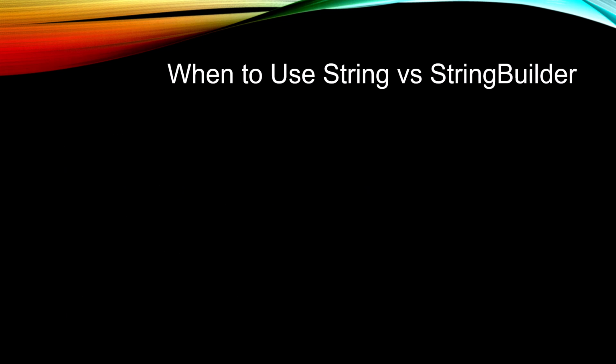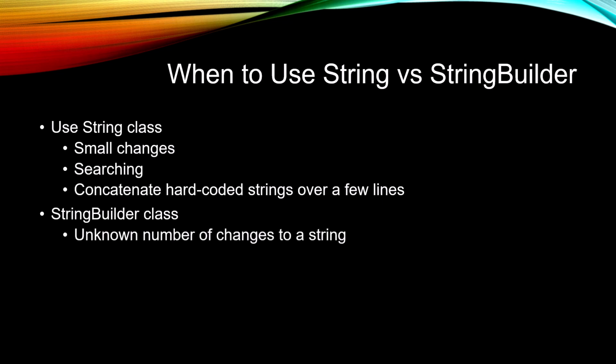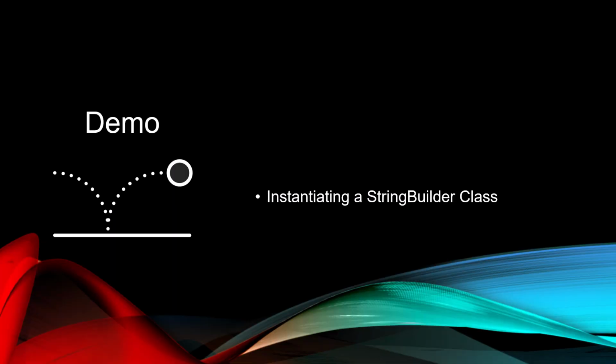So when do we use string versus StringBuilder? Well, we use the string class when we have very small changes that are going to be made, when we want to do some searching, or when we want to concatenate hard-coded strings over a few lines. The reason is that the compiler will generally take those hard-coded strings and combine them all together. Use the StringBuilder class when it's unknown how many changes you might make to a string, or if you're going to be building a string by looping over some data. This would be an ideal use of the StringBuilder. So let's take a look at instantiating an instance of the StringBuilder class, and we'll check out how much room is actually pre-allocated.